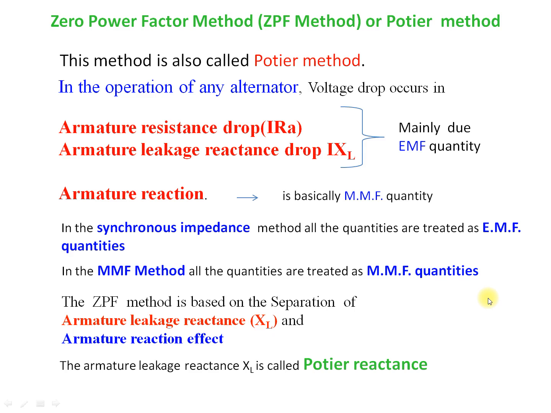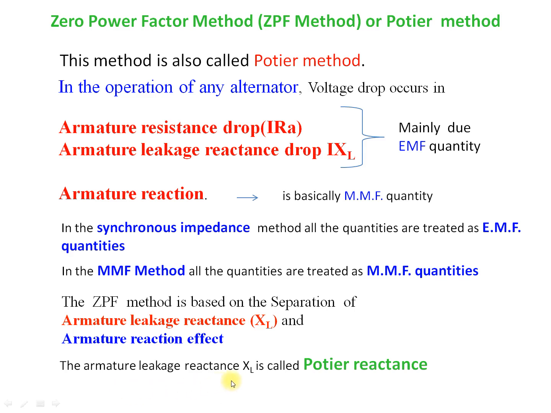So in order to find the exact one, we are going to use the zero power factor method, that is the ZPF method, or it can be called the Potier triangle method. In this method, we are going to separate the armature leakage reactance and the armature reaction effect, that is, the portion of the contribution given separately to the voltage drop: leakage reactance as a separate one and armature reaction as a separate one.